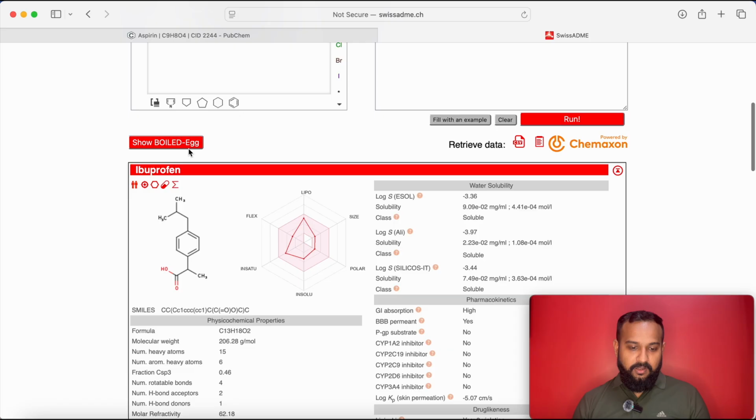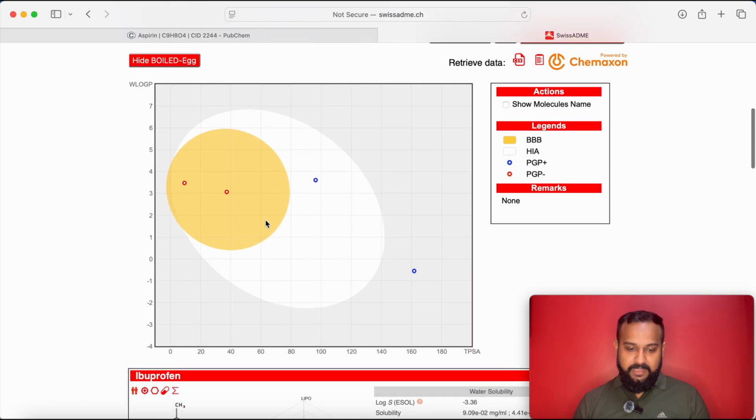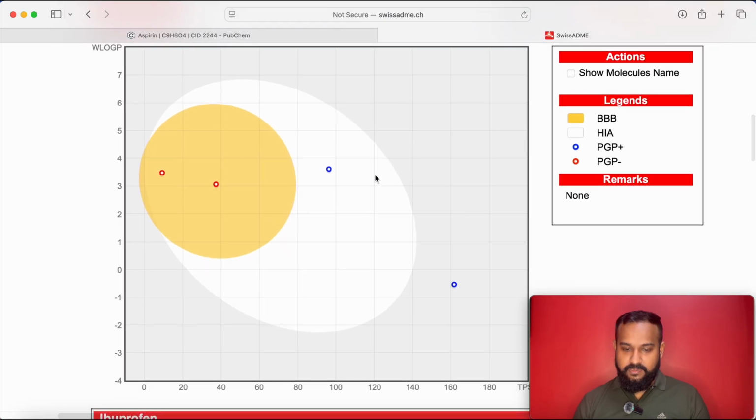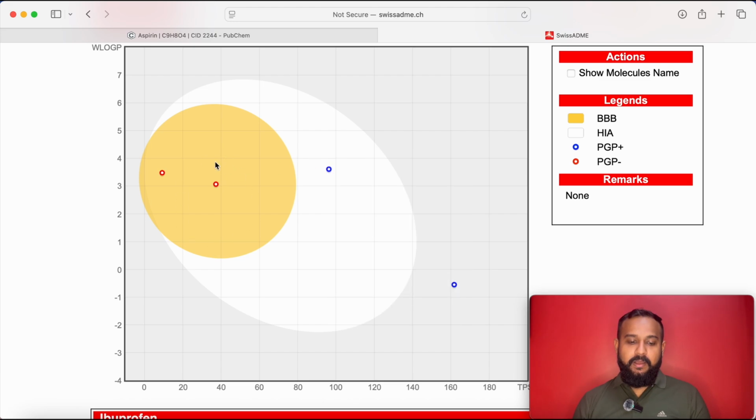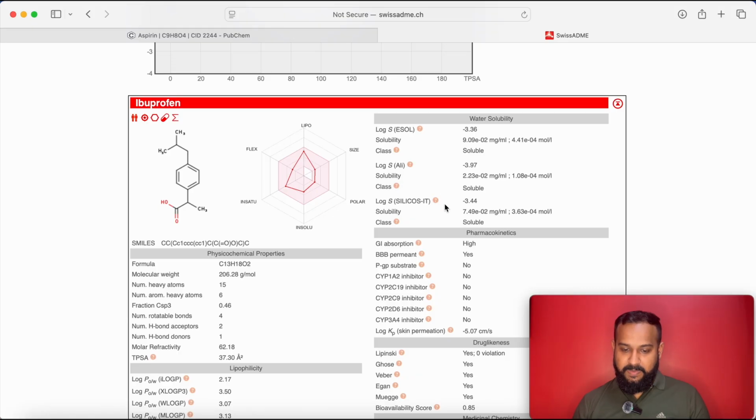Now let's see the boiled egg of this. When we go to the boiled egg, you can see four molecules were there. Two of them are having PGP plus, whereas omeprazole is having HIA, which signifies stomach based absorption. That is why it is important. Then for penetrating the blood brain barrier, Brufen is capable of penetrating it, as well as molecule 3, and both are PGP negative. You can see those parameters as well.